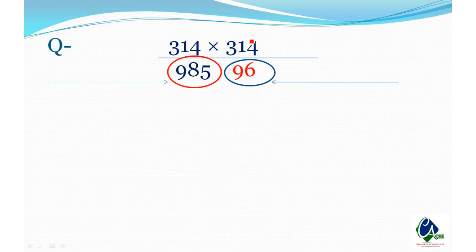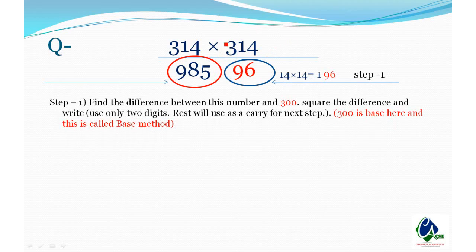If you are going to calculate the square of 314, our first step is almost the same. Find the difference between this number and the base number. The difference is 14, and the square of this 14 is 196, and we need only the last two digits, and 1 will be used as a carry.